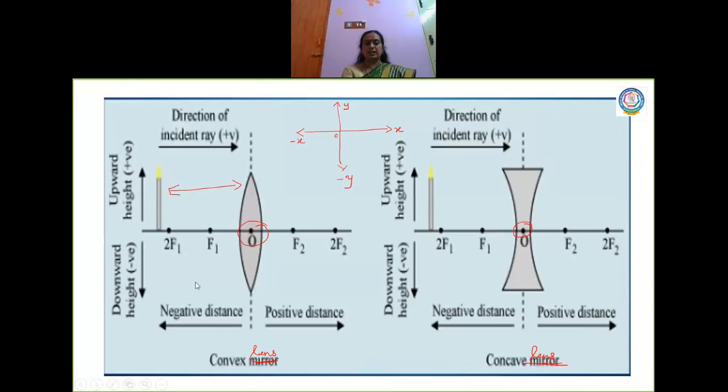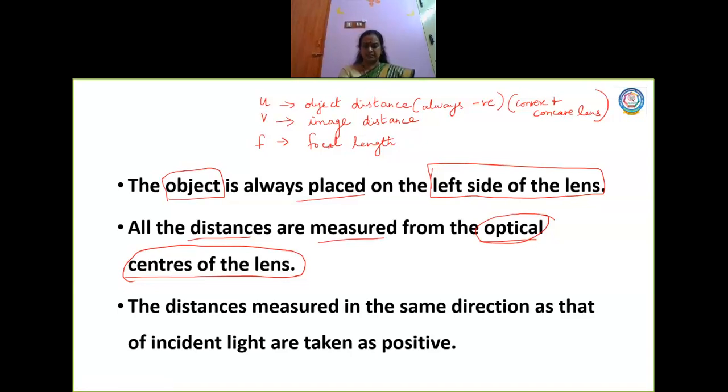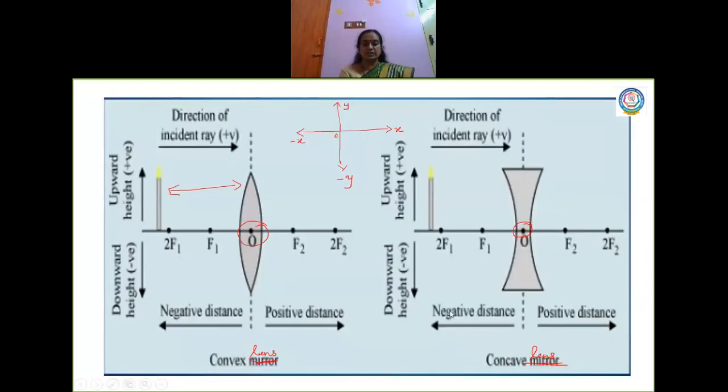So here you see a negative distance, and here also you have a negative distance. All the values you start measuring from the optical center. Next, distances measured in the same direction as that of the incident light are taken as positive. So whatever distance you measure after this optical center, suppose this is the direction of the incident ray, whatever values you measure along the direction of the incident ray are taken as positive.